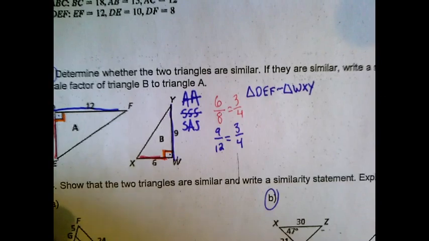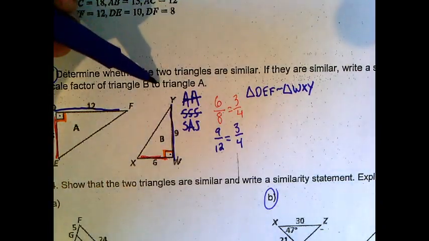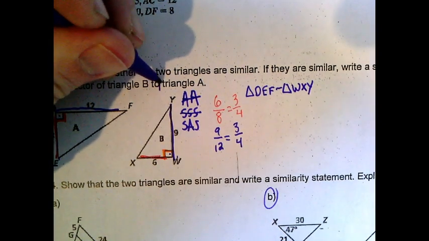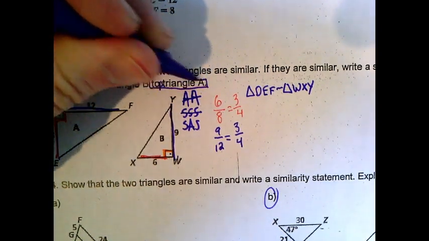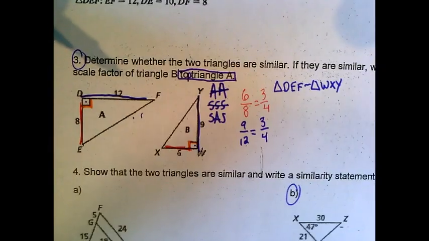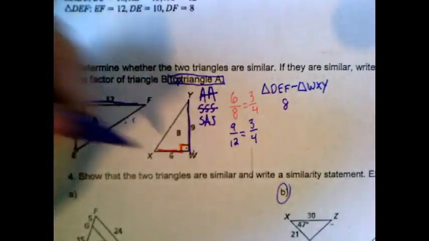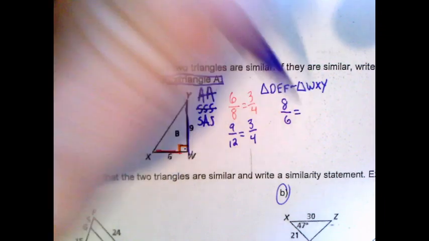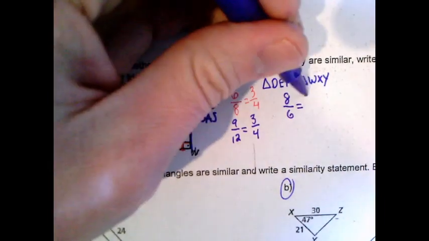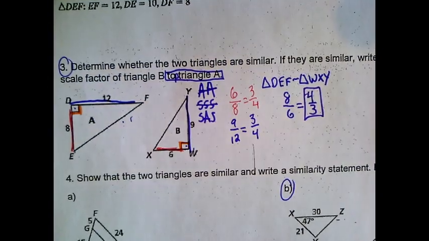And then it says, write the scale factor from B to A. So for 3A, remember, when we see the word "to," we put the top in there. So something on this triangle goes on top. I'll just pick the red number, 8. It matches with 6. That simplifies to 4/3. So that is my scale factor. Okay, we're ready for 4B.